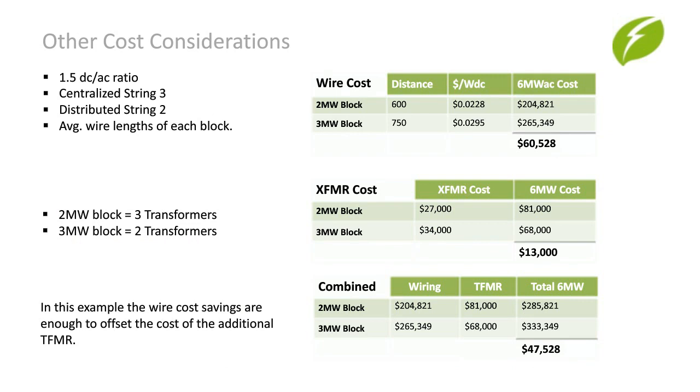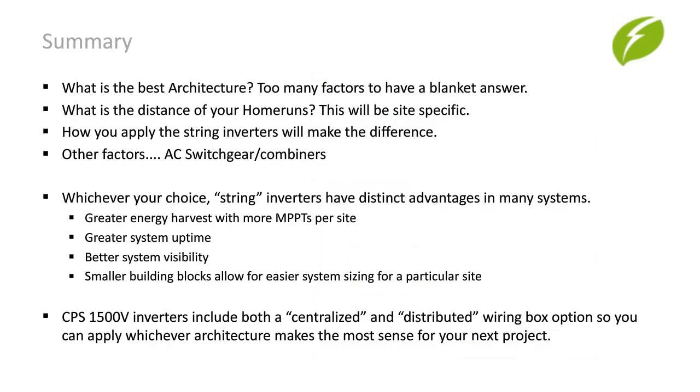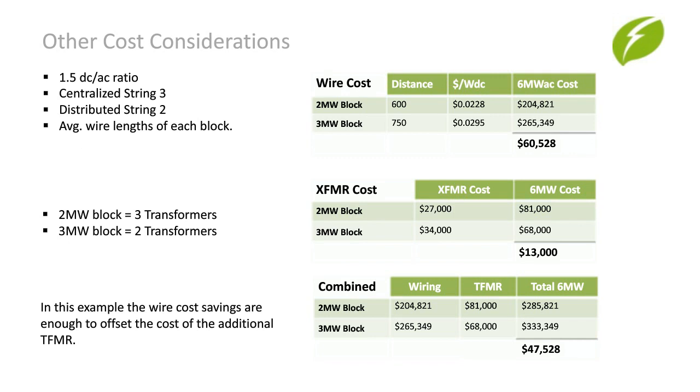We've discussed wiring and combiner costs and losses. But there are other factors in choosing a system type. While we cannot cover every one, the transformers are a big cost in any system. Choosing the 6 megawatt AC site, we randomly picked 2 architectures and block sizes.